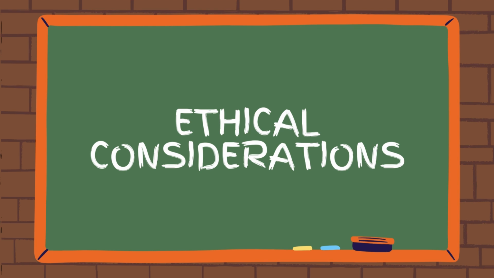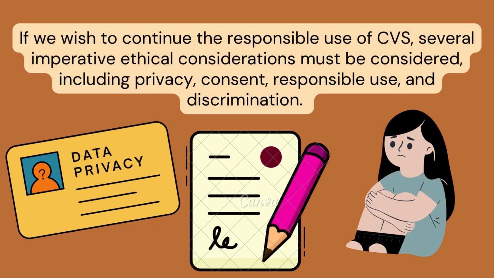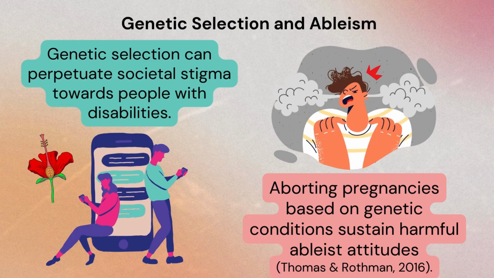Moving on, let's talk about some ethical considerations. If we wish to continue the responsible use of CVS, several imperative ethical considerations must be sought after, including privacy, consent, responsible use, and considering discrimination. CVS first raises concerns associated with genetic selection and possible cases of eugenics. Due to societal pressures and genetic standards, individuals may abort pregnancies merely because of the genetic conditions presented by their children. While this is a family decision, the societal stigma of portraying people with disabilities as undesirable and unnecessary continues to maintain discriminatory practices that devalue the lives of people with disabilities, and it just sustains ableism.